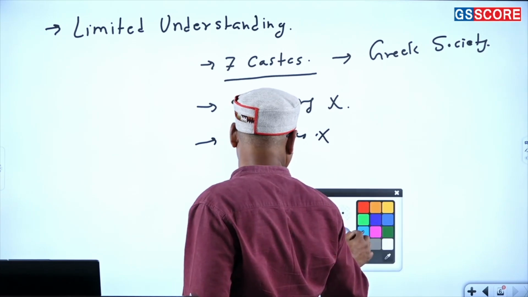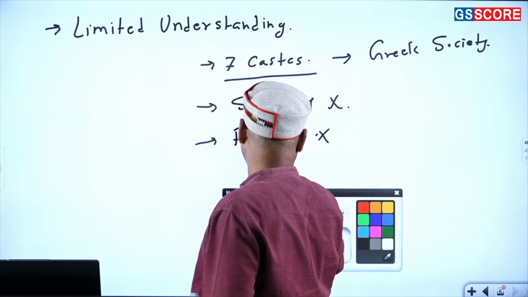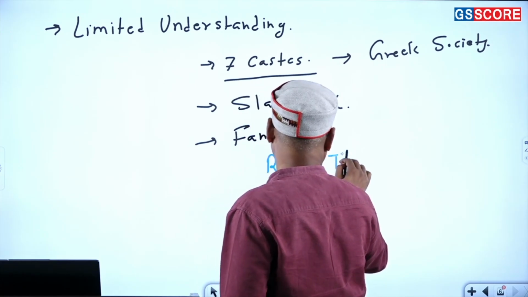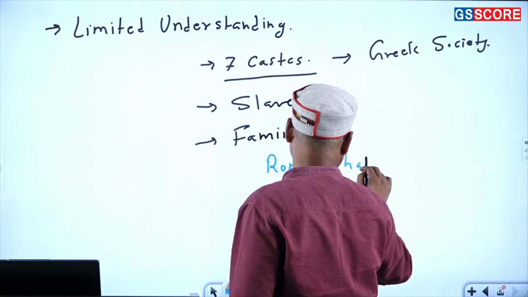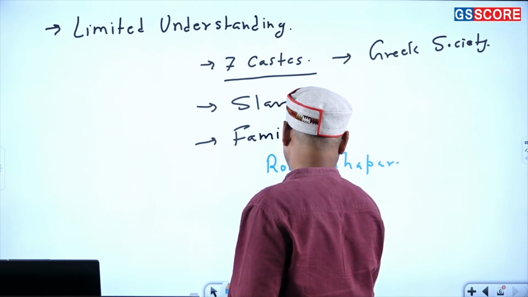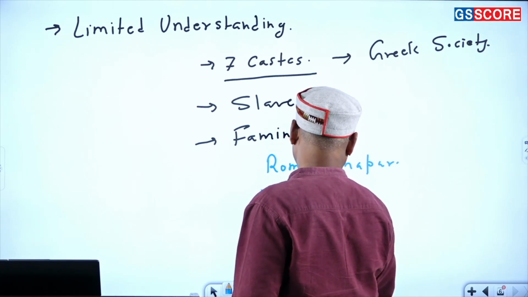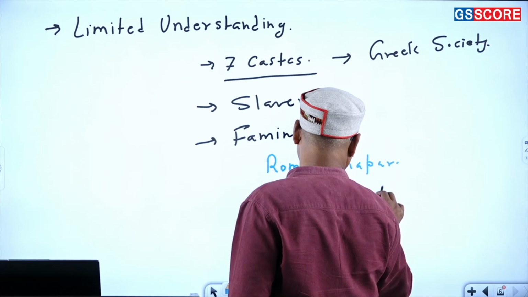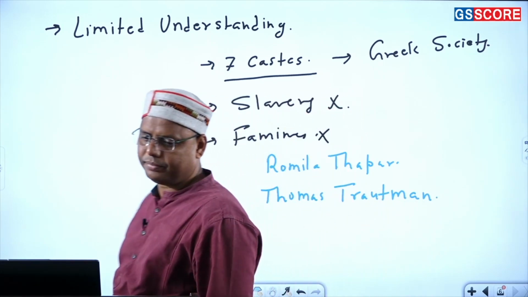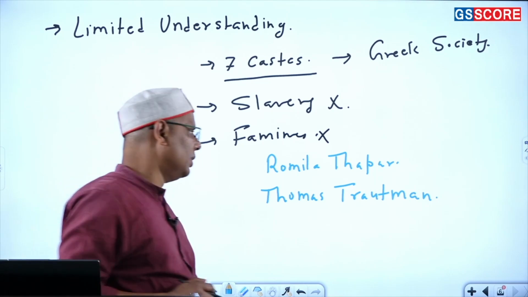But among them, there are two names I'll just give you that you should try to write. One is Romila Thapar. She writes a lot about this. But there was one scholar who is the most important one, Thomas Trautmann. Thomas Trautmann, sorry, double N is there.